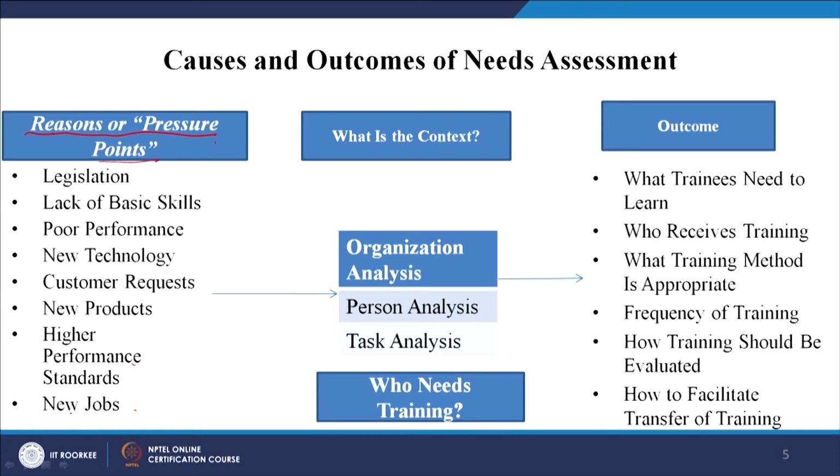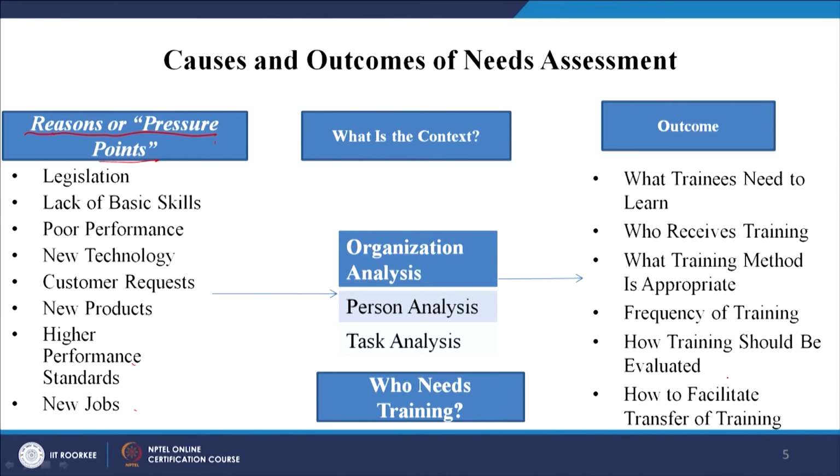When we understand the pressure points and we know the context, we understand what trainees need to learn. Who receives the training: we identify those employees who are going to receive this particular training. What training method is appropriate, we will be able to understand. Frequency of training: whether it should be monthly, quarterly, half yearly or once a year. How training should be evaluated, and how to facilitate transfer of training, we will know. These are the points which we will be discussing in the different modules also.